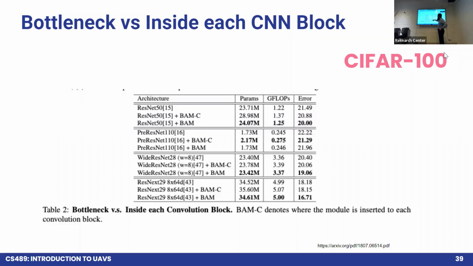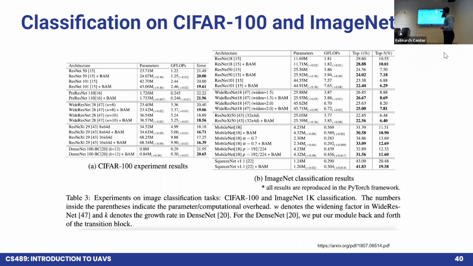So in all cases, in different types of networks, they found placing the attention module at the bottleneck of ResNet will lead to better results. Okay, so this is something that we need to care about. If you make any attention module, where to place it. So we need to analyze this. We need to analyze the hyperparameters. We need to analyze the placement of the attention module.